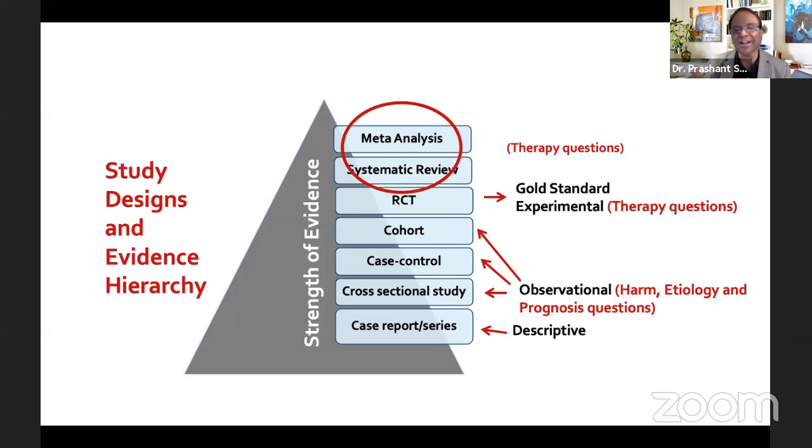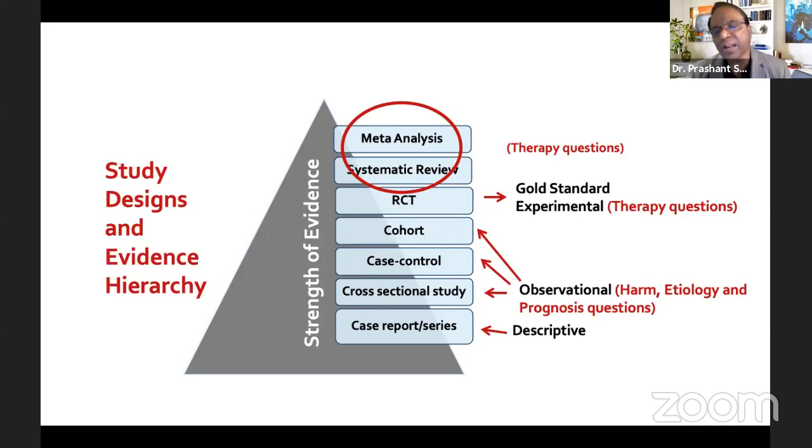Then we have the randomized control trial, which is an experimental study design, where the patients are randomized and assigned to two different groups. One group gets the treatment or intervention, whereas the other group is put on either a placebo or some other drug comparator. And these patients are followed in the future for the target outcome.